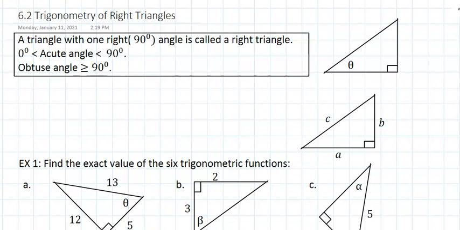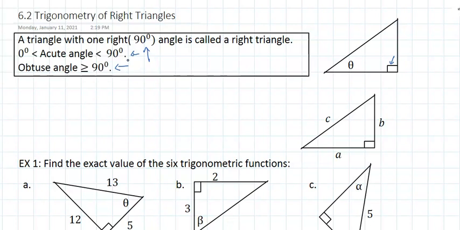A triangle with one 90-degree angle, and the 90-degree angle is denoted by that right there, is called a right triangle. We have two types of angles. In this chapter, we're going to focus mainly on acute angles, that's an angle between 0 and 90 degrees. An obtuse angle is bigger than 90, and that's for later on.